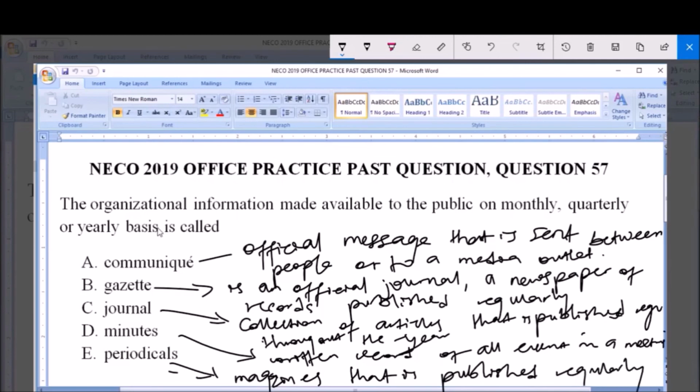Now the question says the organizational information made available to public on monthly, quarterly or yearly basis is called. I want you to understand that it is a gazette, because a gazette is an official journal. That is a journal of an organization that is usually published regularly to give information to the public about such organization. So therefore the answer to this question is option B, gazette.